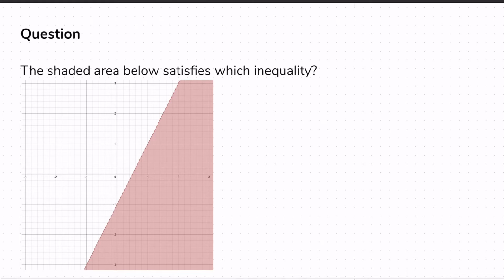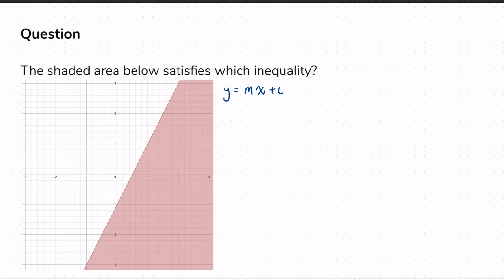Now, in this question, we're given the graph and asked to find the inequality that describes the graph. The way I'm going to go about finding that inequation is to think of it first as an equation. So what is the equation of this dotted line here, the edge of the shaded area? Well, it's a straight line, so it's going to look like y equals mx plus c.